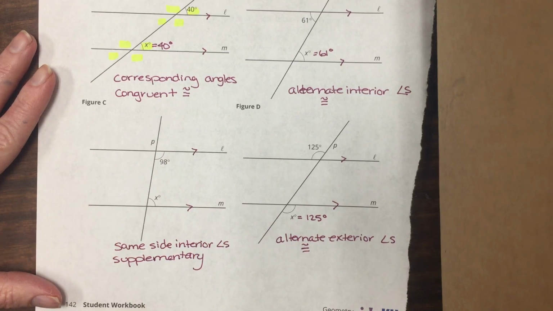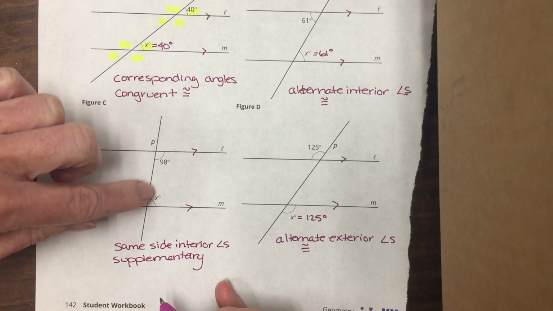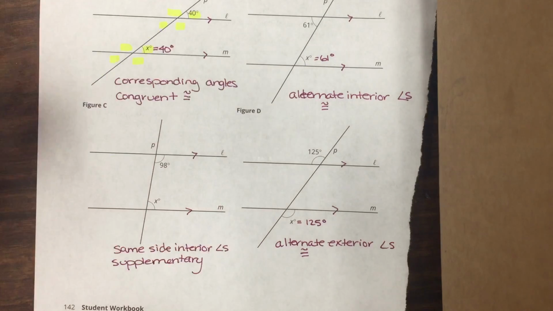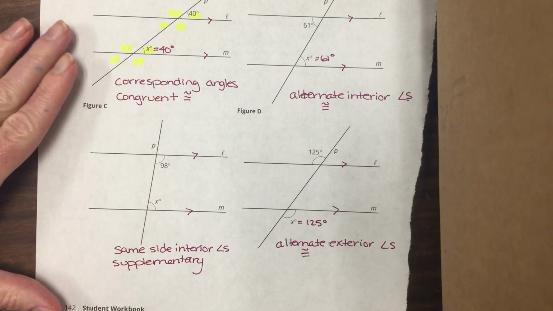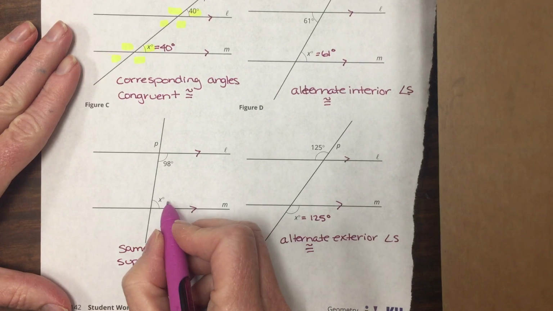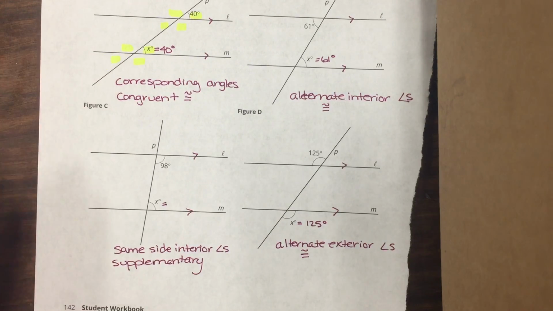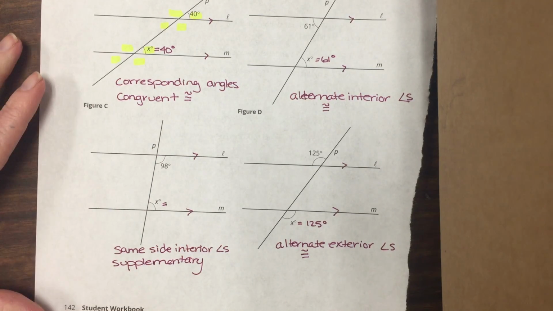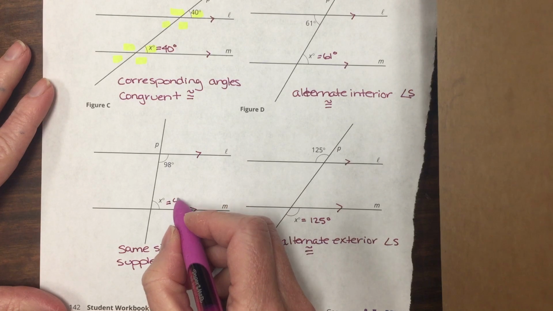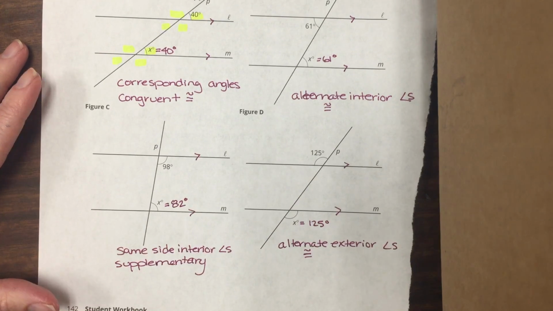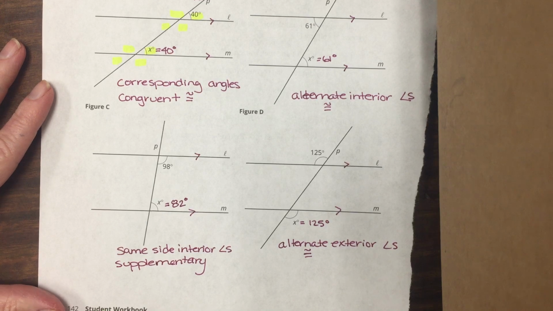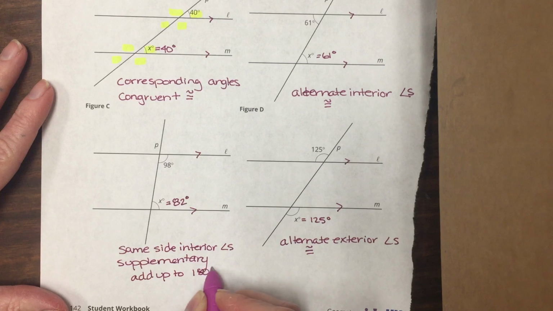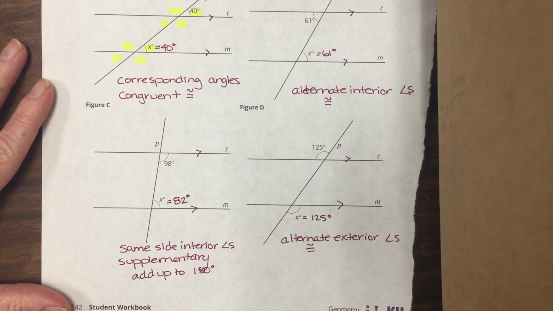And just like before, their name describes where they're located. They're located on the same side of the transversal, and they're located on the interior of my two parallel lines. So same side interior angles are supplementary. And so for instance, this particular angle right here, these would have to add up to 180 degrees. And so this particular one would be 82 degrees. When you add those together, they would add up to 180 degrees because they're supplementary.